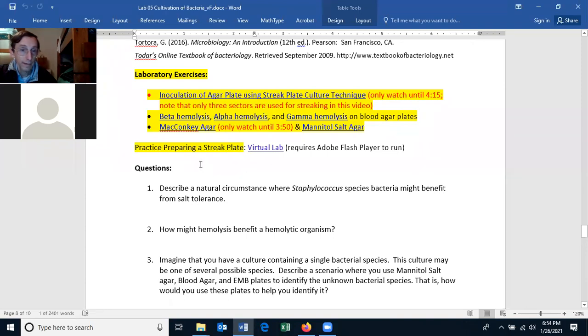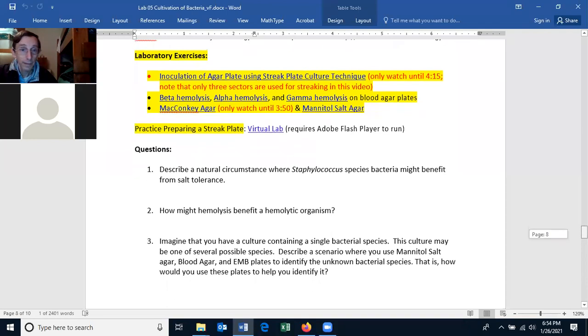And then practice preparing a streak plate using the virtual lab. This does require Adobe Flash Player, and if you have trouble getting it to run, either speak to me or send me an email, and I'll try to figure out something for you to do. Okay? Hopefully it'll get to run.